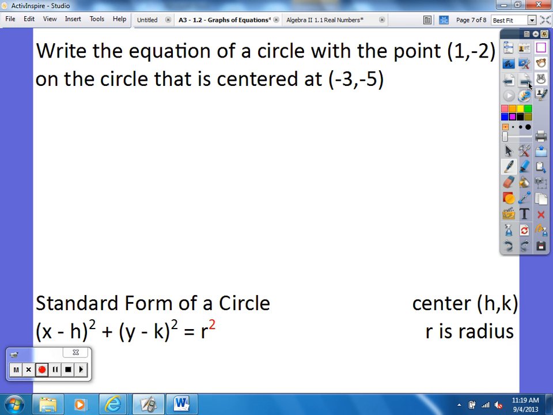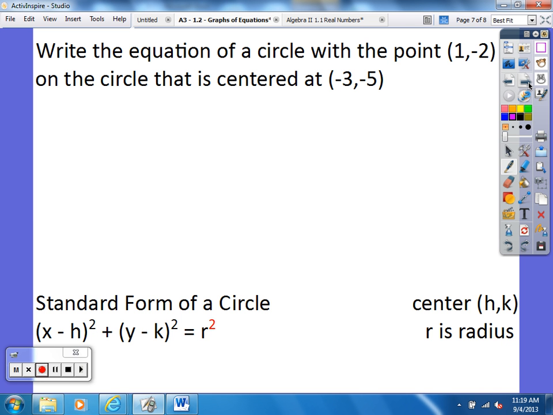We're going to do two things with it. We're actually going to graph and do some other stuff. But the first thing, it does tell us, write the equation of a circle with the point 1, comma, -2, and the circle centered at -3, comma, -5.